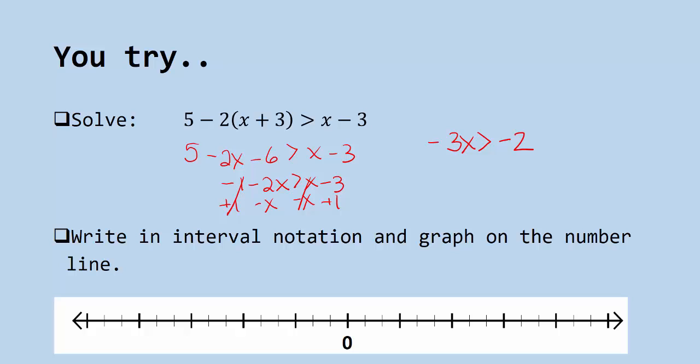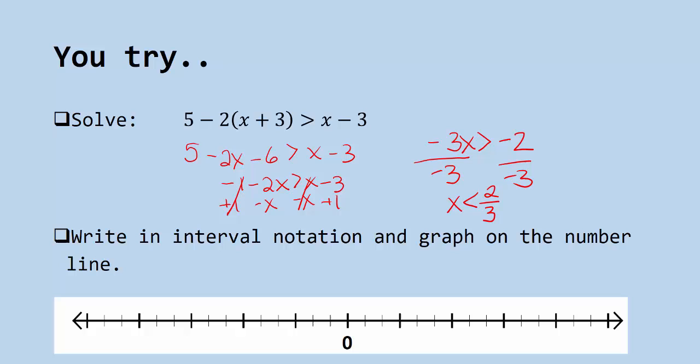So at this point, I need to divide both sides to get the x by itself. So here is an example of dividing both sides by a negative. So since that number in front of the x is negative, I am going to need to reverse my symbol, and -2 over -3, of course, is going to turn into positive 2/3.